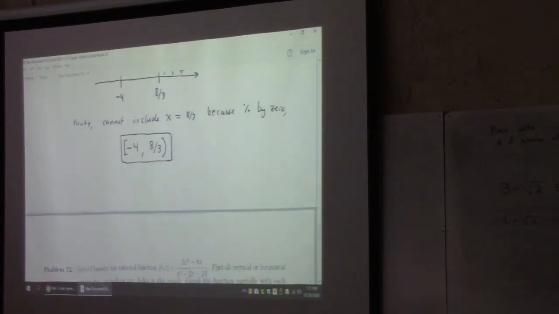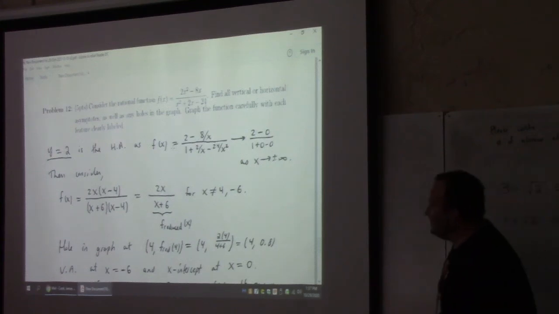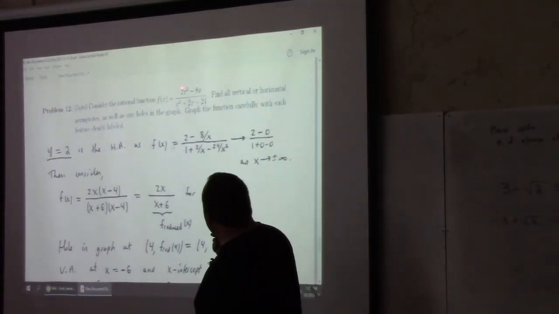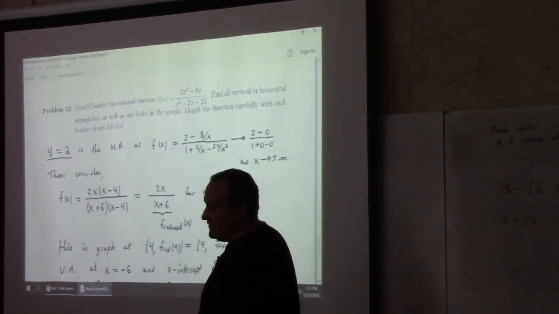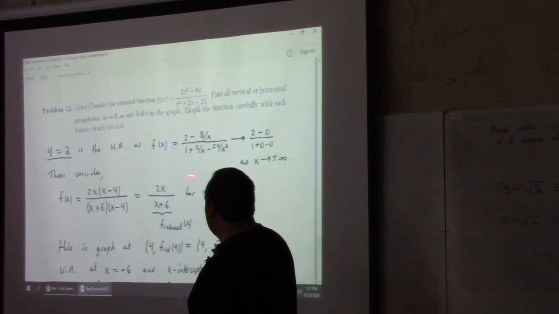All right, let's see here. So here's the one that I did actually have you do. Let me restate that more carefully. Here's the one that I tried to get you to do. So this one has leading coefficients of 2 over 1, so y equals 2 is the horizontal asymptote. If you didn't write this stuff, you do not lose credit, okay? This is just extra.